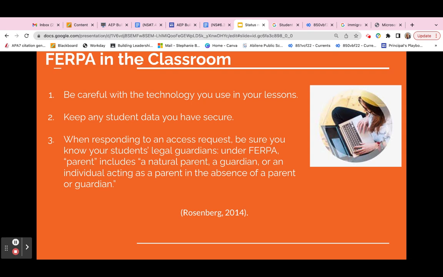When responding to an access request, be sure that you know your student's legal guardians. Under FERPA, parent includes a natural parent, a guardian, or an individual acting as a parent in the absence of a parent. And just to caution you, when you do receive a phone call or an email, make sure that you are familiar enough with that parent to know that, yes, it is truly them you're talking to, or yes, it is truly the email that you correspond with the parent that's listed within their records to be able to communicate with them.